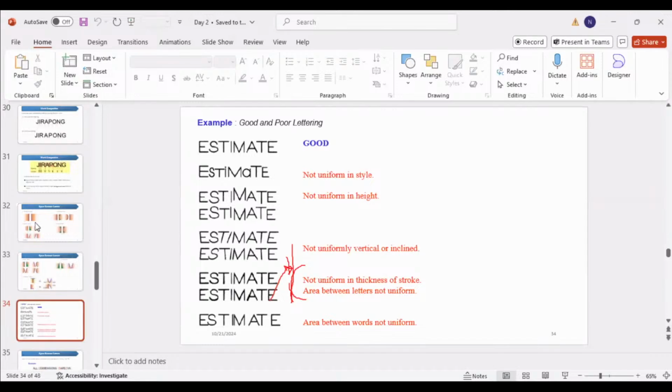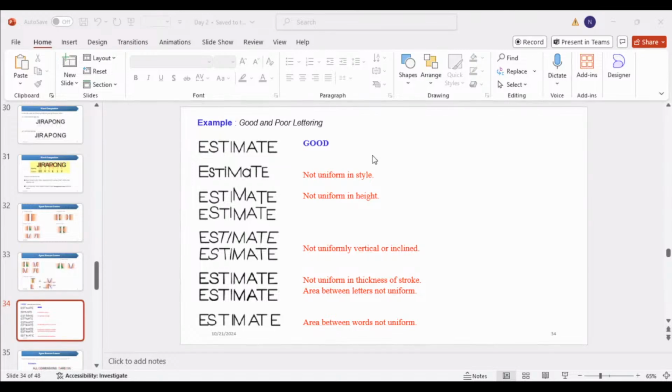Then let's look at the good and poor lettering. In the first one you can see the estimate. It is a good lettering because it has almost equal spacing between letters, all the letters are capital, and all the thicknesses of the letters are the same. All the lines are drawn with the same thickness. The spacing is uniform. All are capital letters, and all the letters are vertical, right? Vertical style, written straight upright.